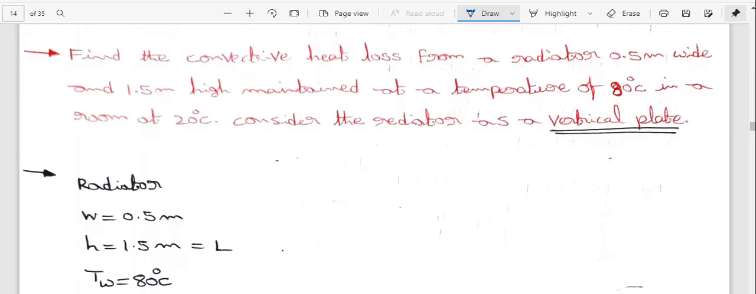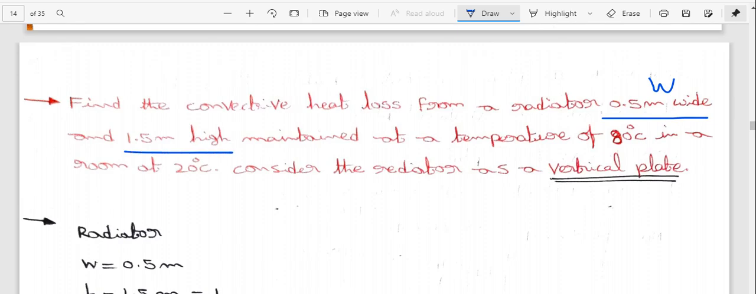Find the convective heat loss from the radiator of 0.5 width. So width equal to 0.5 and height equal to 1.5 meters, maintained at a temperature of 80 degrees in a room at 20 degrees. The radiator is maintained at temperature, meaning T wall is the wall temperature and the room temperature is T infinity, equal to 20 degrees. Consider the radiator as a vertical plate.